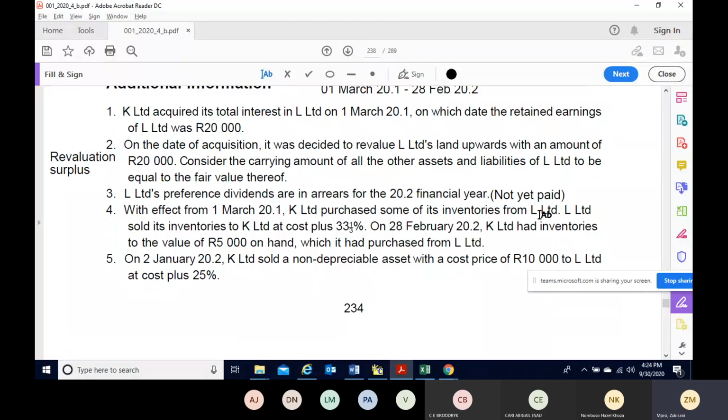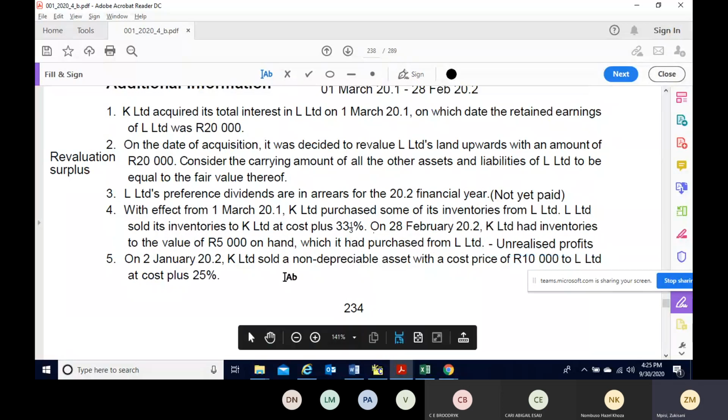KLTD purchased some of its inventories from LLTD. So KLTD is the purchaser and LLTD, the subsidiary, is the seller. The subsidiary sold to the parent at cost plus 33 and a third percent. On 28 February, this is what was on hand, which it had purchased from LLTD. So we know already this is unrealized profit that we need to calculate here.